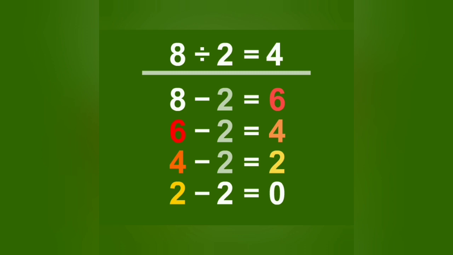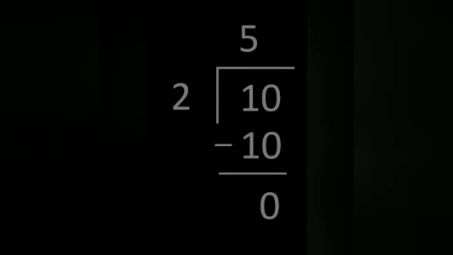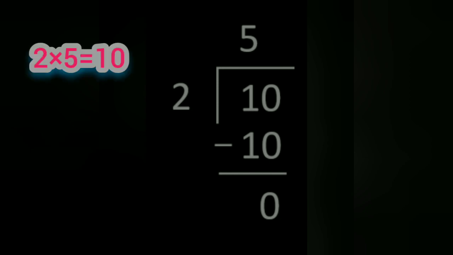So the next method is that is called as the long division. That means what? You have to write the number to be divided in the middle. So here you can see 10 is to be divided. It is written here. And in the left side you have to write 2, the number that is used to divide 10. That means this is 10 divided by 2.